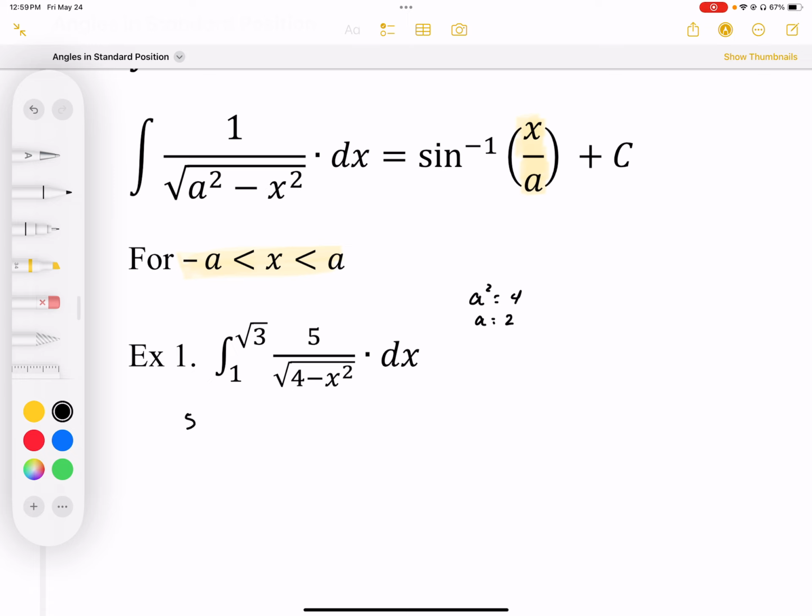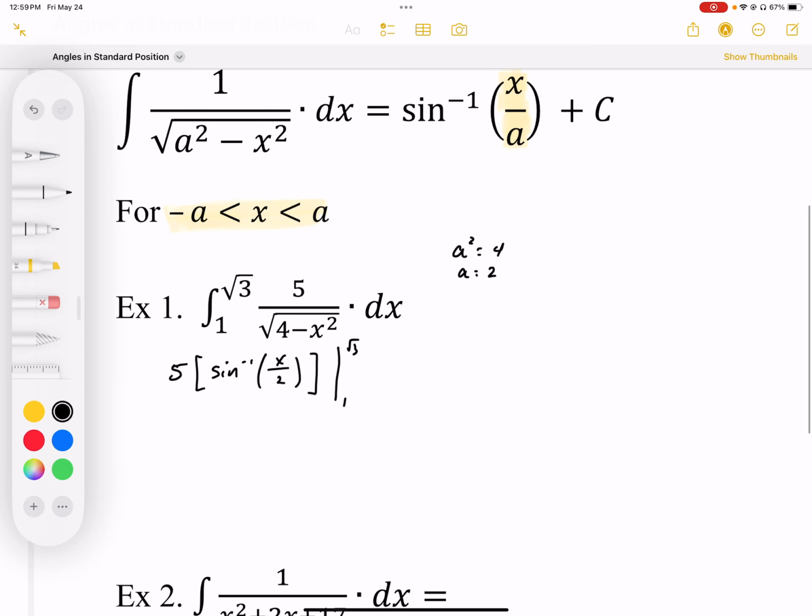So integrating this, I'm going to take the 5 out. It's going to be 5 arcsine x over a, which is 2. And then since this is a definite integral, it's going to be from 1 to root 3. So there it is. There's my integral. I can now evaluate that integral.